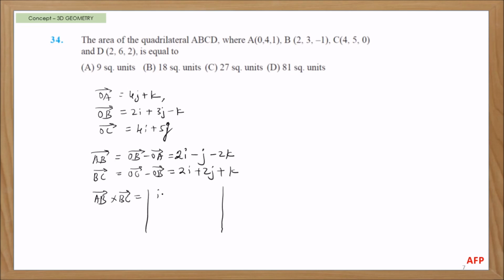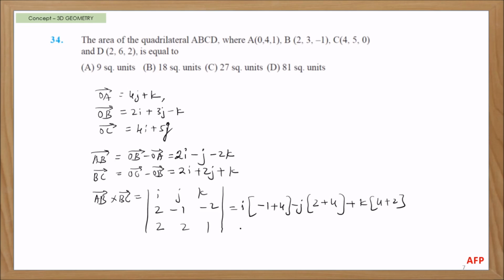The first row is i, j, k and the second row is 2, minus 1, minus 2. Third row is the second vector's coefficients, 2, 2, 1. So if you go for expansion, i times (minus 1 plus 4), minus j times (2 plus 4), plus k times (4 plus 2). So this is nothing but 3i minus 6j plus 6k.